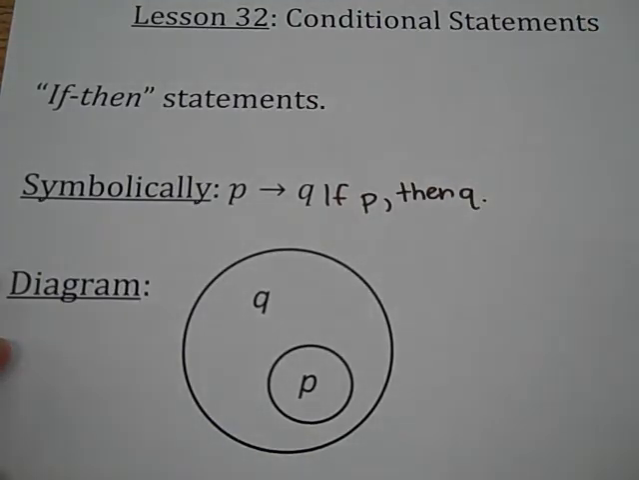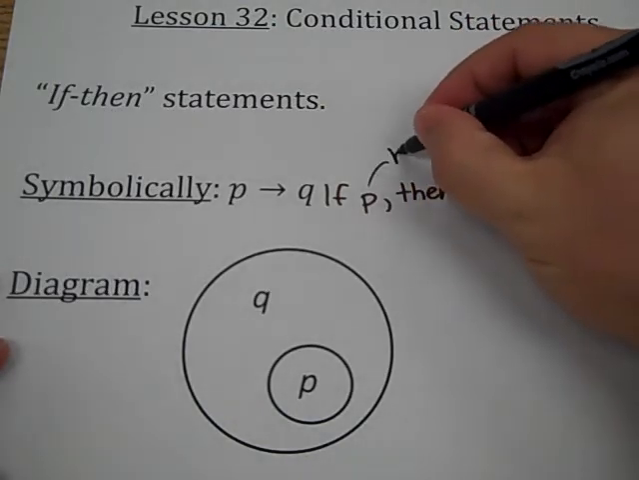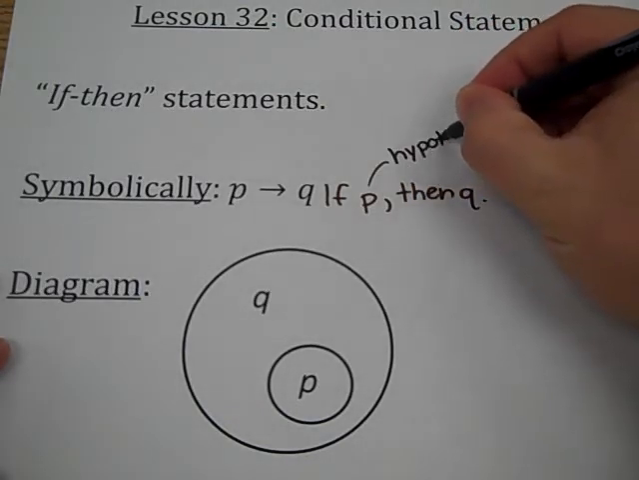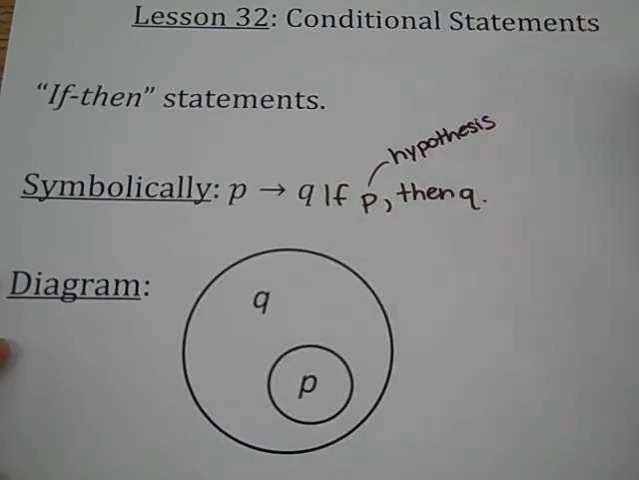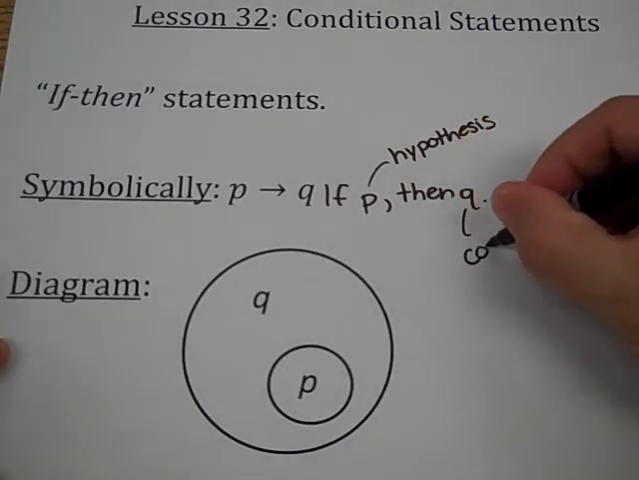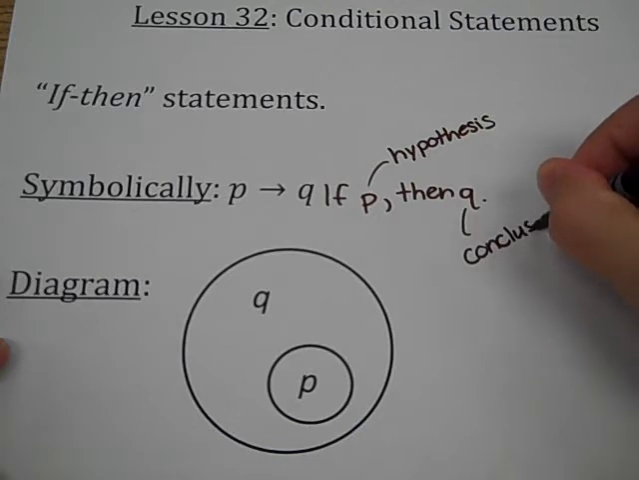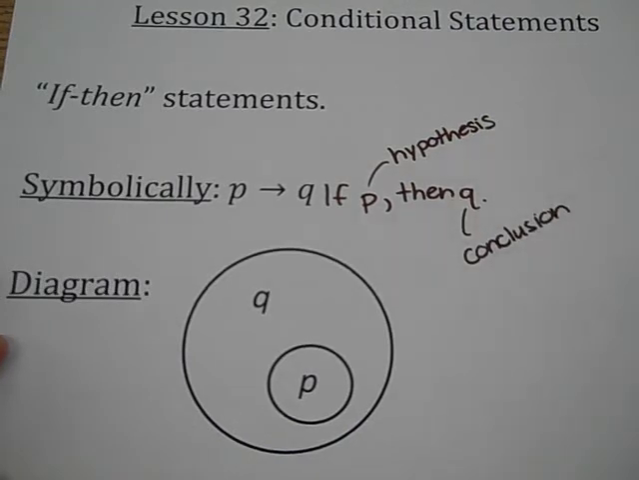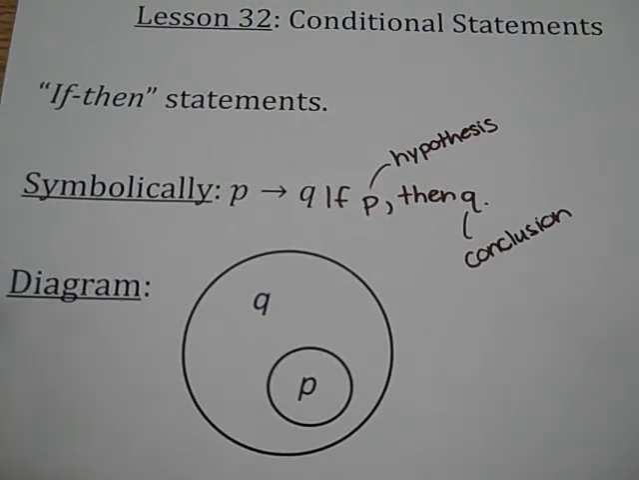We call P the hypothesis. So each conditional statement has a hypothesis and a conclusion. The P part is the hypothesis, the Q part is the conclusion. If and then are not part of the hypothesis or the conclusion.